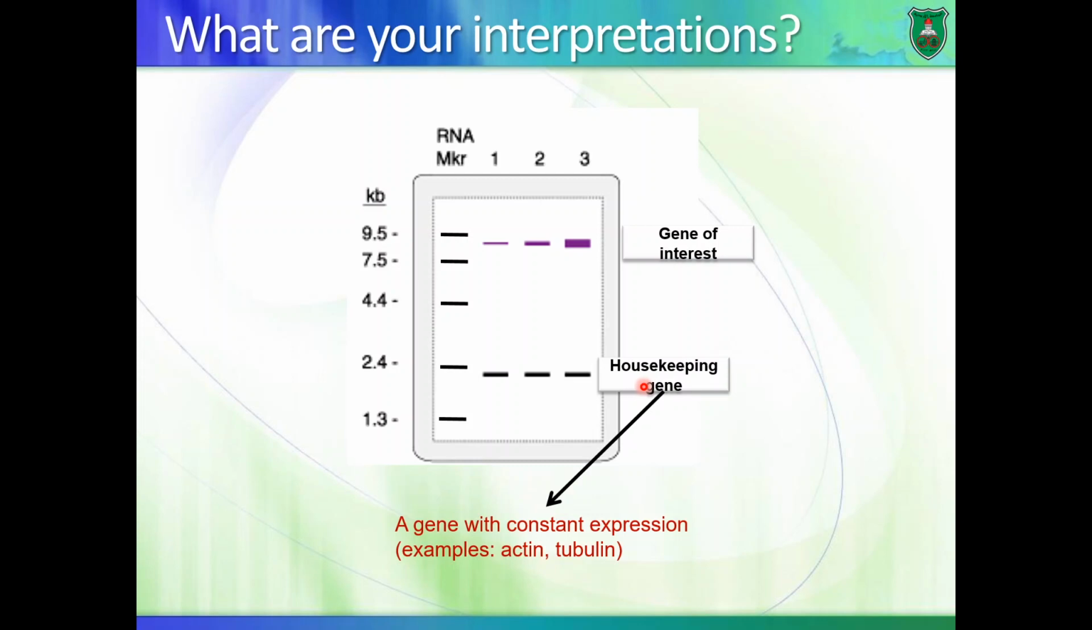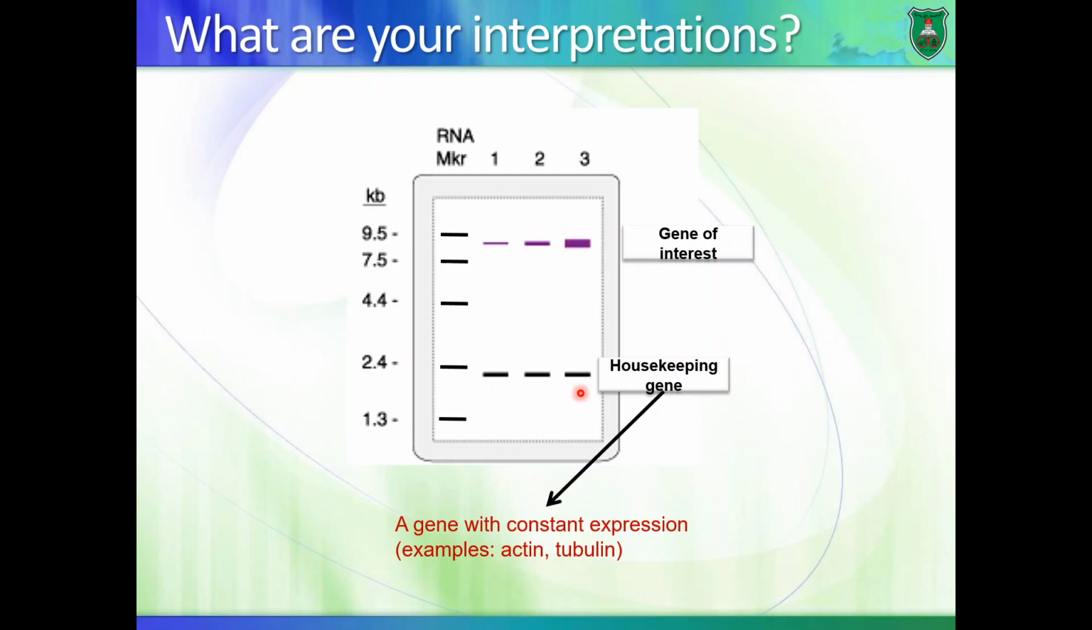What is a housekeeping gene? A housekeeping gene is a gene that is always expressed, and it is not affected by whatever condition the cell is placed at. For example, the expression of the lac operon changes because the environment is different. Here we have a lot of lactose and there is no glucose. So the expression of the lac operon changes according to the surroundings of the cells.